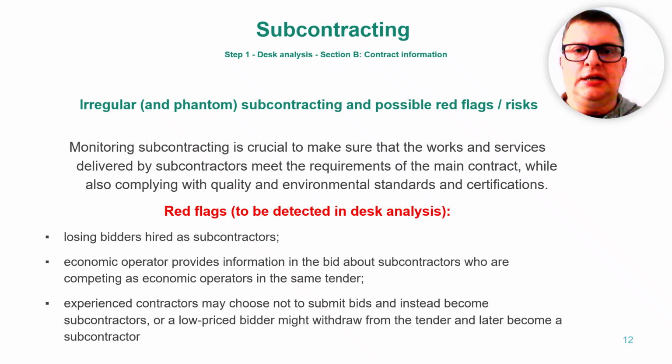Experienced companies don't bid, but later show up as subcontractors. Sometimes, strong companies avoid bidding directly, only to appear later as subcontractors. Or a bidder offers a very low price, withdraws, and then reappears as a subcontractor. Both situations can suggest manipulation.